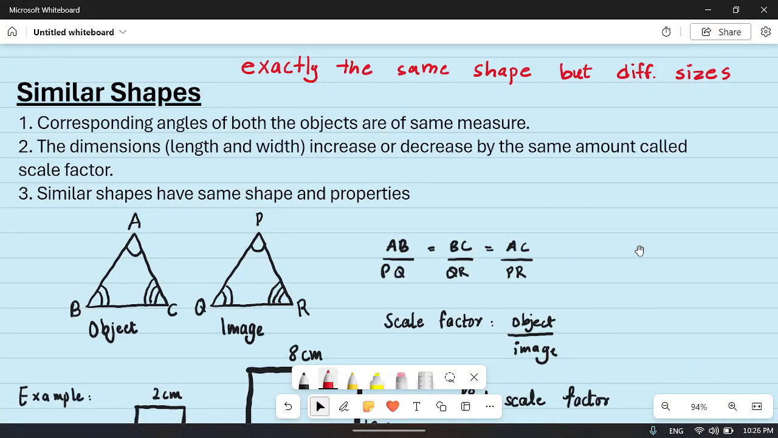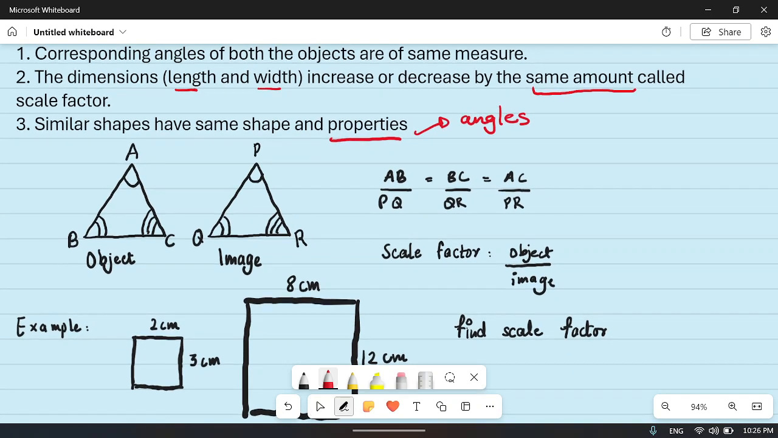Today we'll be looking at similar shapes, IGCSE mathematics. So let's get started. Similar shapes are basically exactly the same shape but with different sizes. When we are looking at similar shapes, there are three facts we must always remember. Corresponding angles of both the objects are of the same measure. The dimensions, or the length and width, increase or decrease by the same amount, and this same amount is called the scale factor. Similar shapes have the same shape and properties, such as angles, right?